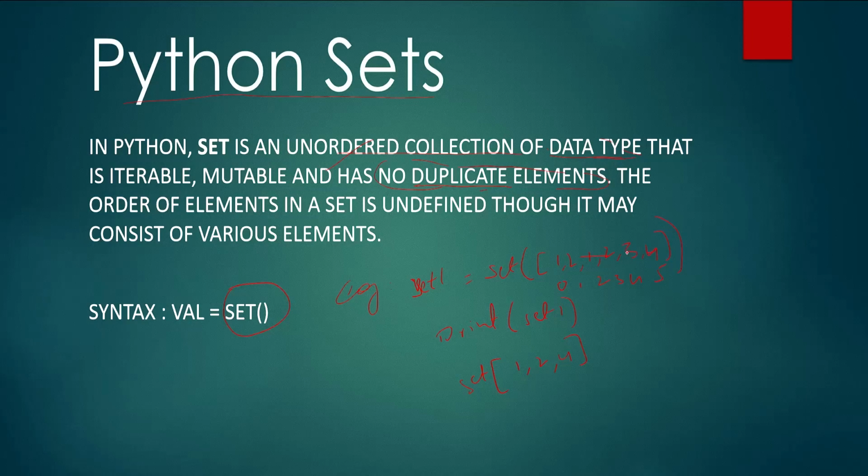Here this 1, 2 will be removed, and finally you get the output as 1, 2, 3, 4. So that was mentioned here. It does not contain any duplicates and is mutable. Since we can perform addition or deletion of elements on it, it is mutable, and we can iterate through sets using a for loop or while loop.